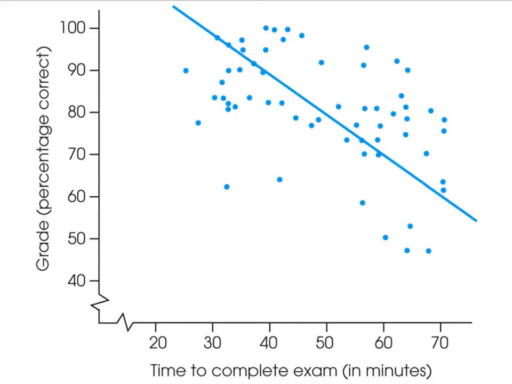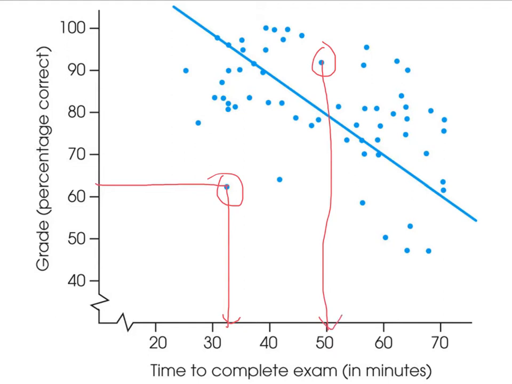This is an example of a graph of a correlation. Each of these points represents two scores for one person. This point here represents someone's score on how long it took to complete an exam. It took this person about 31 minutes. And the grade that this person got on the exam, looks like he got about a 62. This person here took about 50 minutes to complete the exam, and this person's grade was about a 92 or 93. Here we have someone who took 70 minutes to complete the exam and got a grade of around 48, 49.